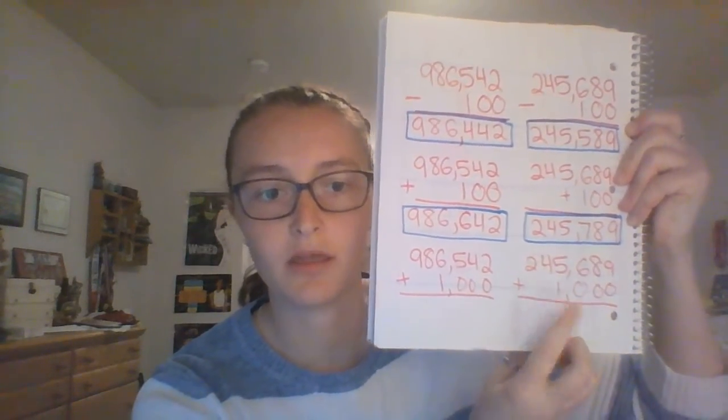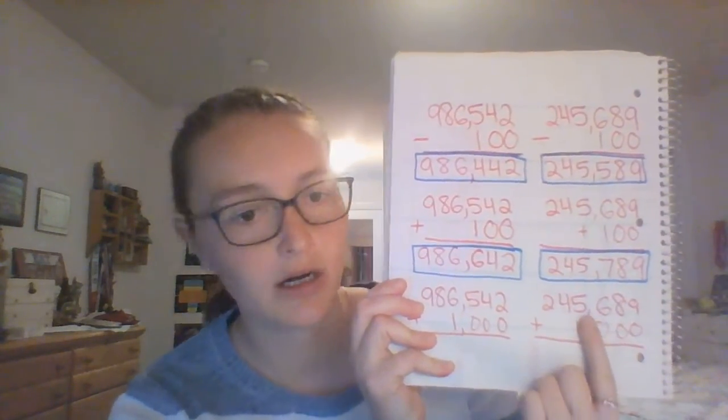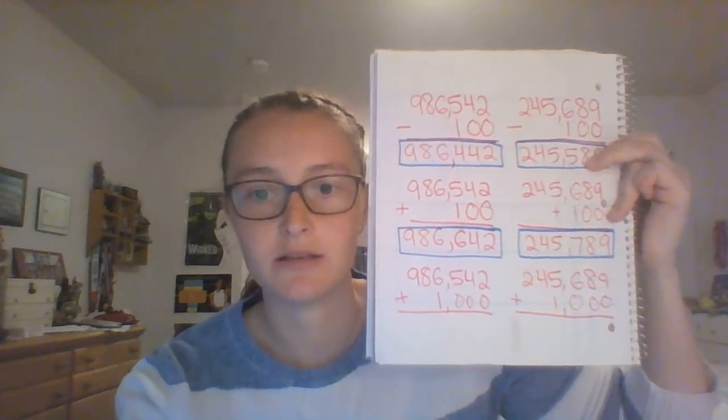986,542 plus 1,000 and 245,689 plus 1,000. We are working with 1,000 this time. We still need to line up our numbers, so make sure your 1 in the 1,000 is under your thousands place. So either here under the 5 or here under the 6. Now let's add. Again, pause the video, do it yourself, and then check back for the answers.